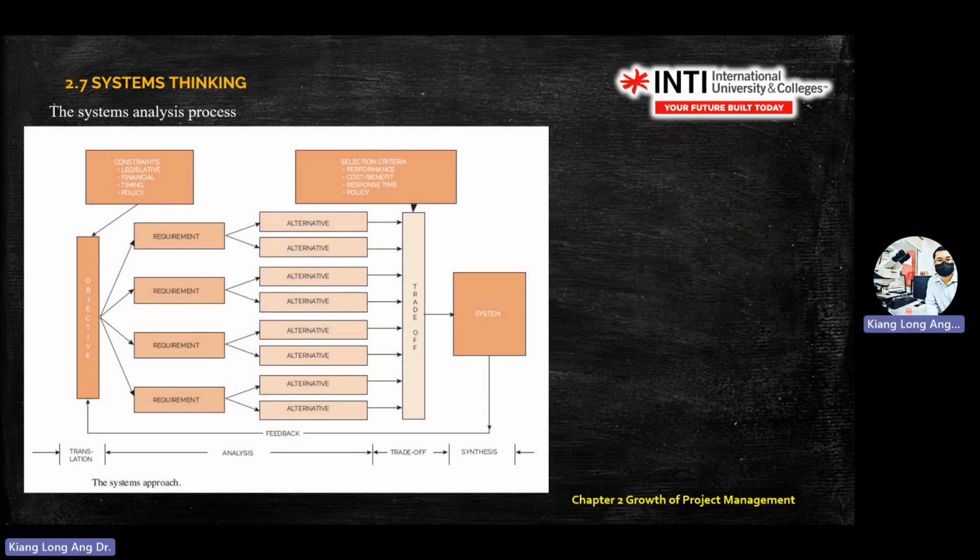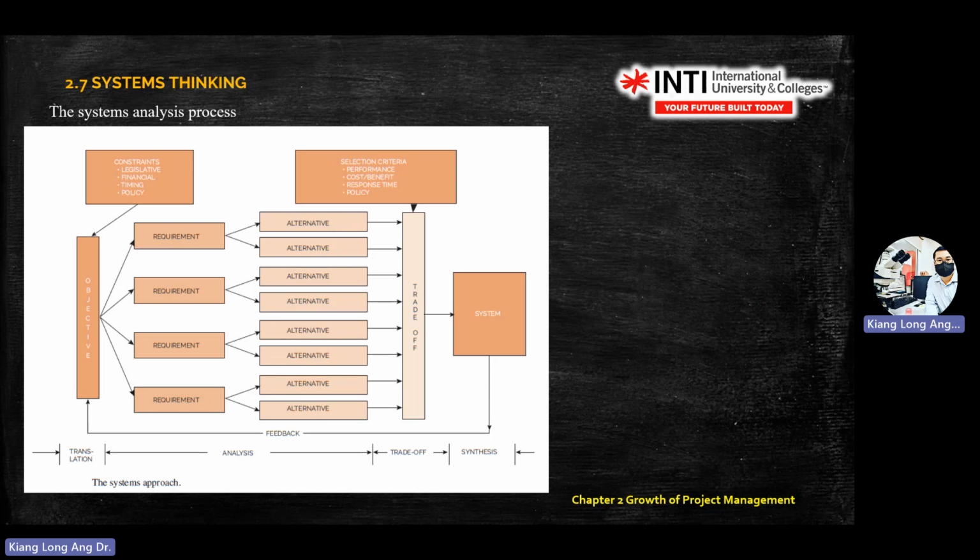So this is an example of a diagram. What is a system approach? There are phases here: translation, analysis, trade-off, and synthesis. If you see this, translation, analysis, trade-off, synthesis, this is a system approach and not the life cycle. The life cycle has 5; this is 4. During translation, you define your objective, then you pass to the next phase. During analysis, you look at the requirements and the alternatives you have.